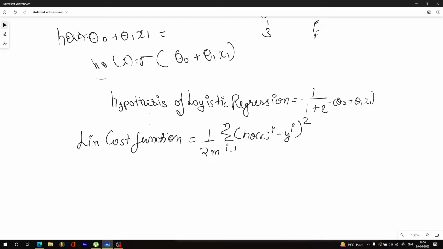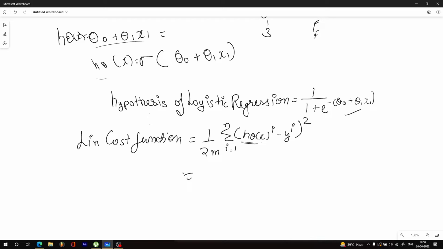But the question is, what cost function can we use for logistic regression? Can we use this cost function? Yes, we can, but the thing that will change is h theta of x. In linear regression we have h theta of x as this, and in logistic regression we have h theta of x as 1 upon 1 plus e to the power minus (theta 0 plus theta 1 x1). We can write it down simply in this manner.